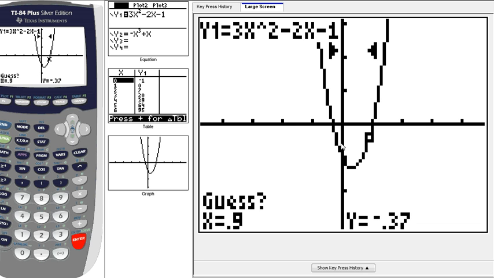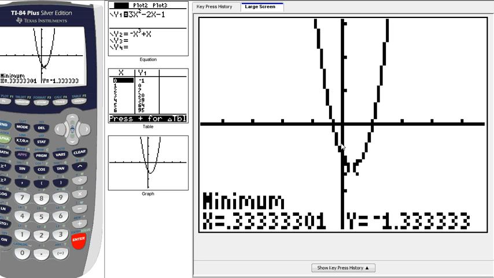Now it wants you to guess. And this part really doesn't matter. You can just press enter right now, or if you want to actually guess, it looks like it's about right here. But you could just press enter, and then bam, there it is. This is our y value, and this is our x value. So our minimum, this point right here, would have been negative 1.3 with the bar on top, or negative 1 and 1/3, right? Because the 1/3 is what you get, 0.33333 repeating. Okay, so that's the minimum.